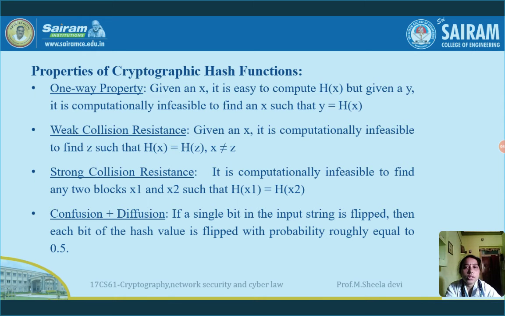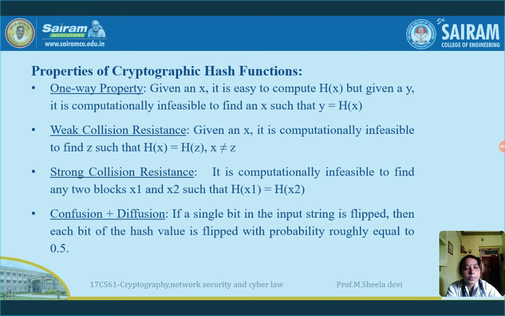That is called the weak collision property. Even if you have the message x, after applying hashing we get h of x. You cannot create a message z such that h of z is equal to h of x. That is what weak collision resistance says.